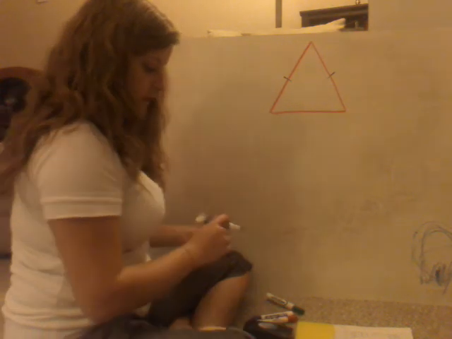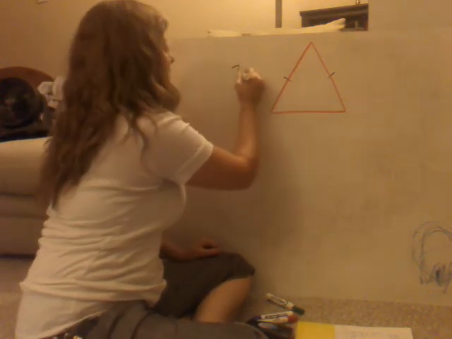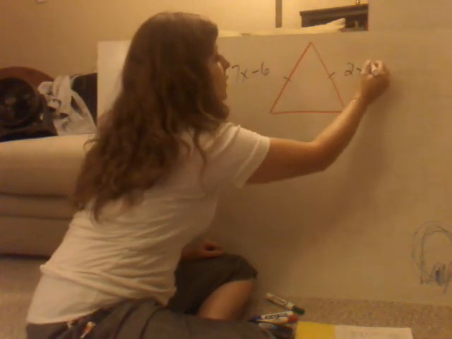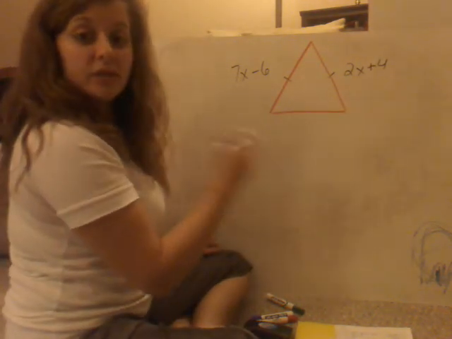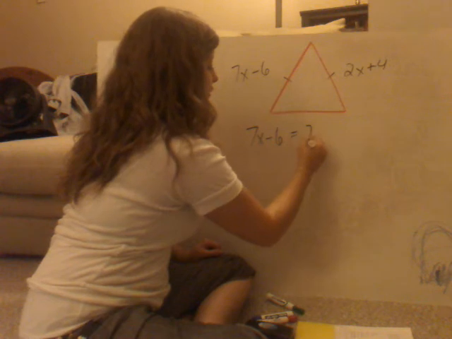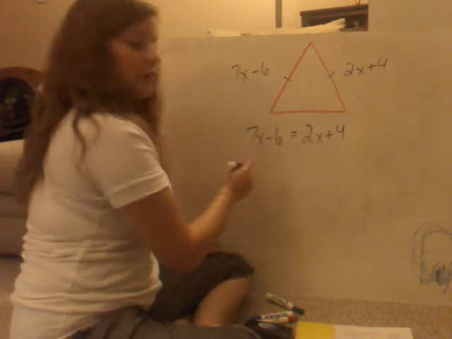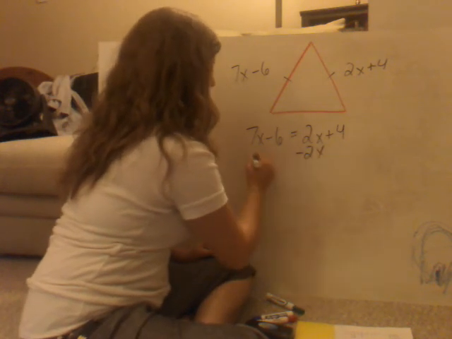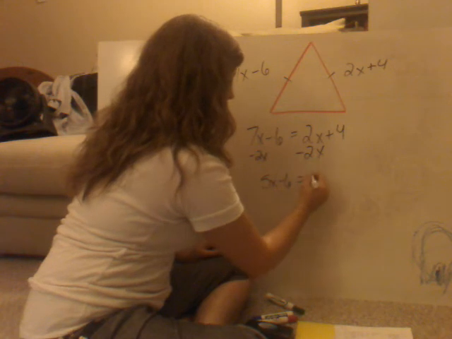So number 23, we're stepping it up a notch. 23 is 7x minus 6 on the left, and 2x plus 4 on the right. They're still equal to each other, so I still set them equal to each other. So I have 7x minus 6 is equal to 2x plus 4. Now I want to take over my smaller one because I don't want to have to deal with negative numbers if I don't have to. So I'll subtract my 2x. So I have 5x minus 6 is equal to 4.